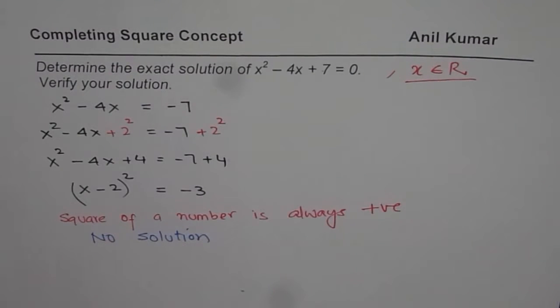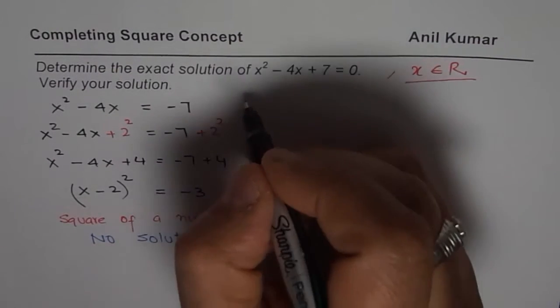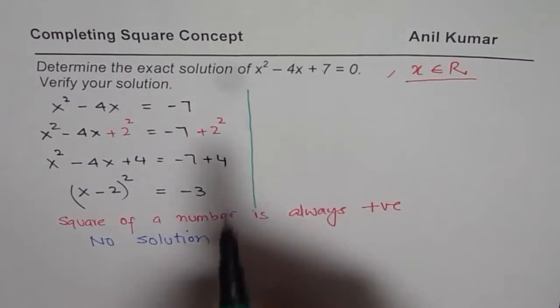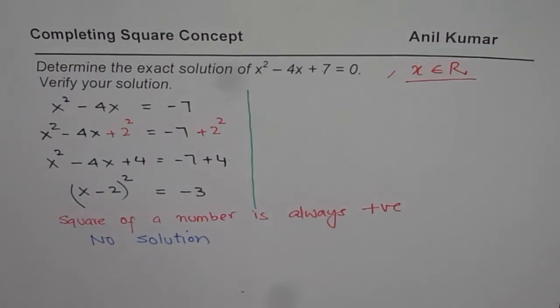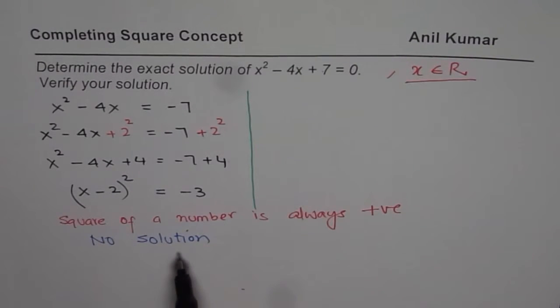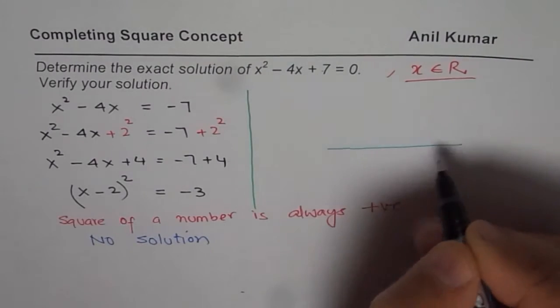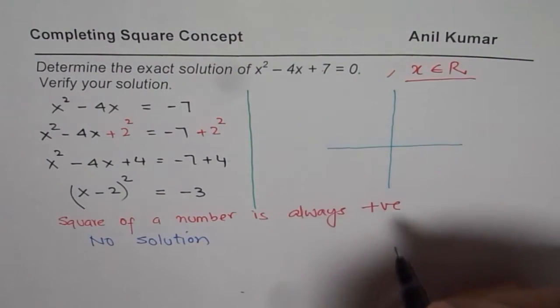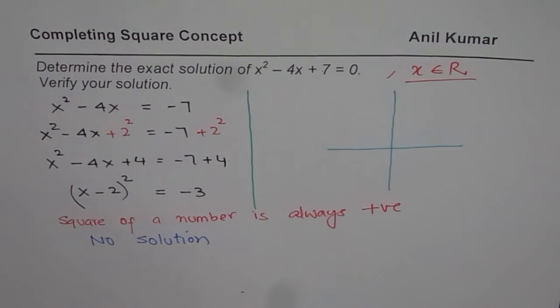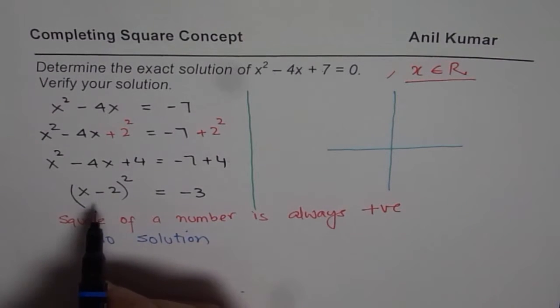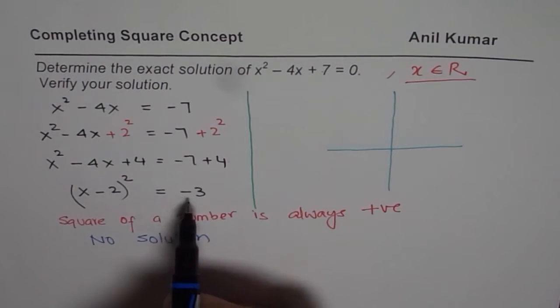So that is how the situation is, right? It is not necessary that for any quadratic equation you will always get two solutions. Sometimes you don't get a solution, sometimes you may get just one solution. So this is one of those examples which reminds you that a quadratic equation may have two solutions, one solution, or no solution, right? Let me show you how it will look on a graph.